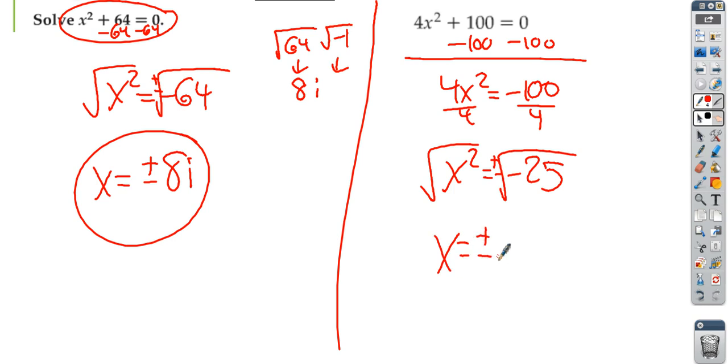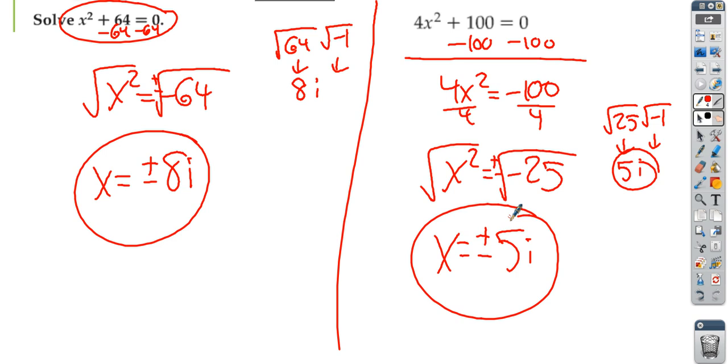So x equals plus or minus, again, square root of negative 25 is like 25 times negative 1. That number is 5, and another name for square root of negative 1 is i. So the solution to this equation is positive or negative 5i.